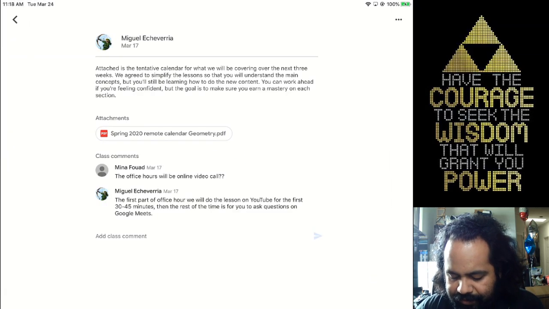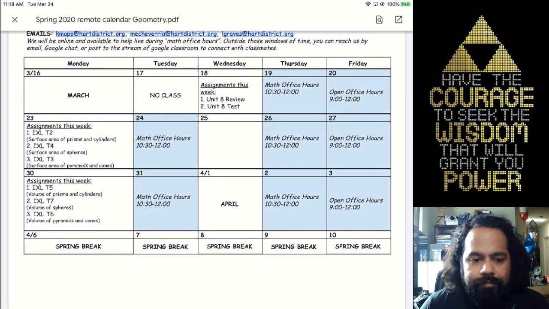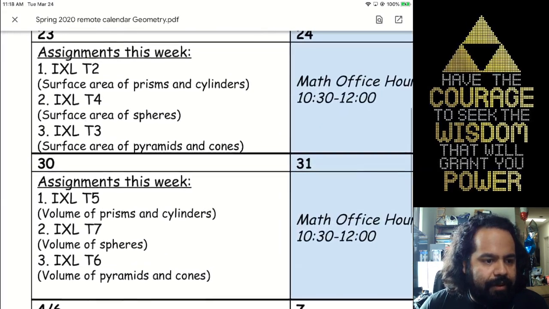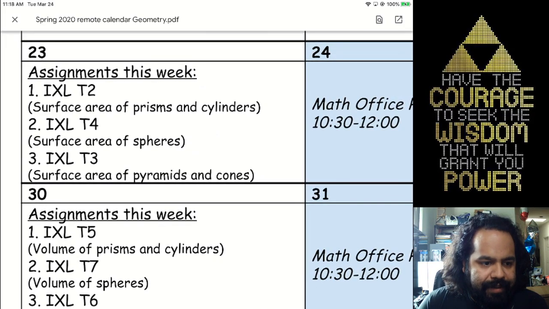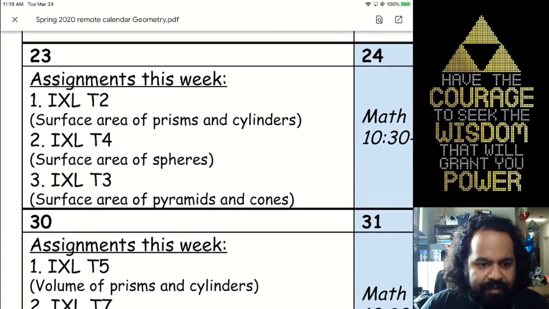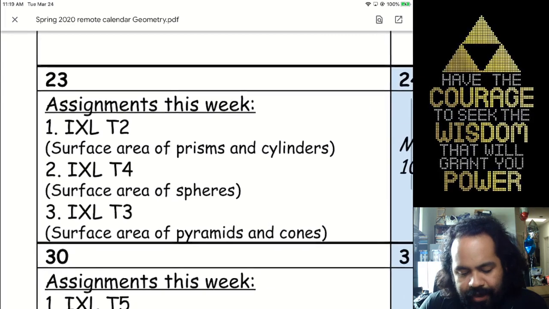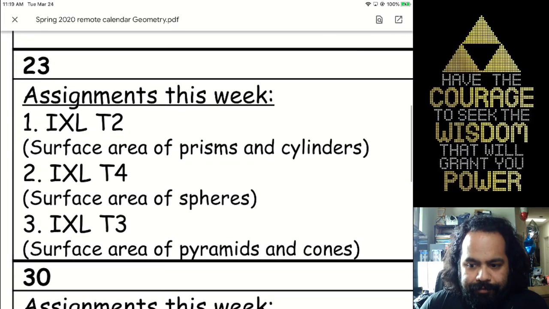Alright, tentative class calendar. Okay, so do you guys see right here where it says IXL T2, T4, and T3? Those are the ones I want you guys to practice, okay? Surface area of prisms and cylinders, right? That was the front page plus part of it. And then T4, which we just did, surface area of spheres. So for today, I want you guys to do T2 and T4.